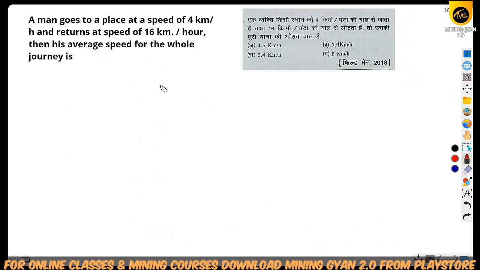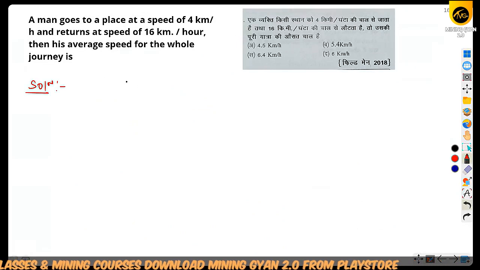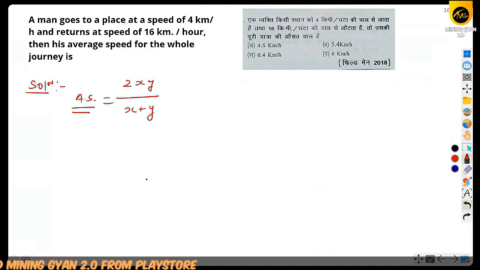The first question for today is: a man goes to a place at a speed of 4 kilometer per hour and returns at a speed of 16 kilometer per hour. Then his average speed for the whole journey is? So basically we have to find out the overall average speed. What was the formula? The formula is 2xy divided by x plus y. Average speed is equal to 2xy divided by x plus y.